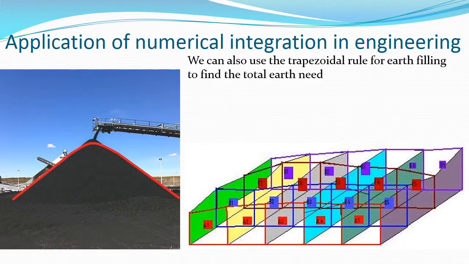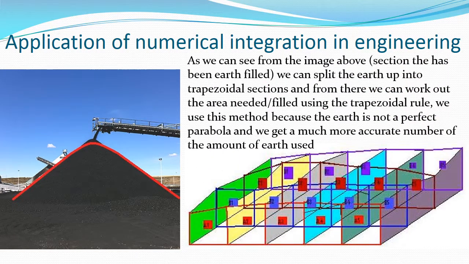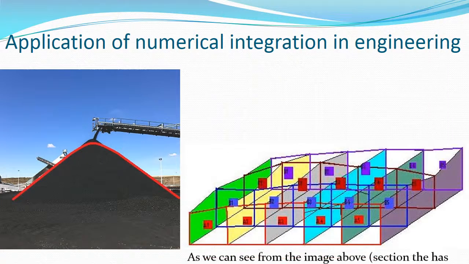We can also use the trapezoidal rule for earth filling to find the total earth needed. As we can see from the image, we can split the earth up into trapezoidal sections, and from there we can work out the total area needed using the trapezoidal rule. We use this method because the earth is not a perfect parabola, and we get a much more accurate number of the amount of earth used.